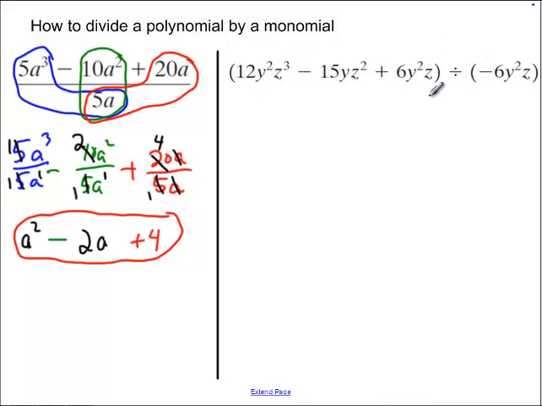Now, your turn is over here, but before we do that, let's take a look at what this looks like. It looks a little bit different from this one over here. This one has a big divided by bar, divided by the 5a. The numerator is up here, the denominator is down here. Over here it just looks a little bit different, so let's make things the same. And we'll say this is divided by negative 6y squared z.